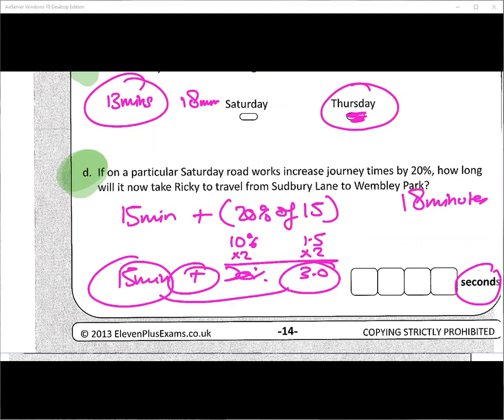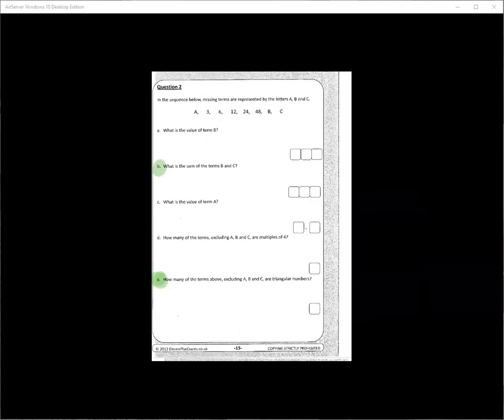And the one that answered in seconds. So we have to do 18 times by 60, which we do like this, put the 0 on. So 8 times by 6 is 48, and 1 times by 6 is 6, add 4 is 10. The answer is 1080 seconds. Excellent. Okay, lovely. That's all of question one done. Thank you for that, Hamza.